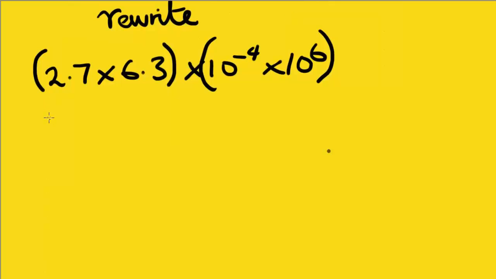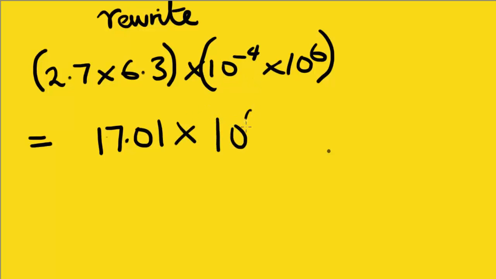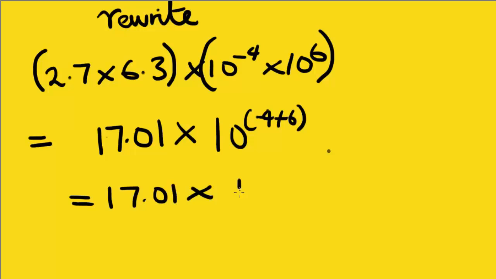So firstly, 2.7 times 6.3 is 17.01 times 10 to the minus 4 times 10 to the 6 is 10 to the minus 4 plus 6, according to the law I just showed you. So therefore we have this. That's a minus 4, by the way. So that's 10 to the 2.